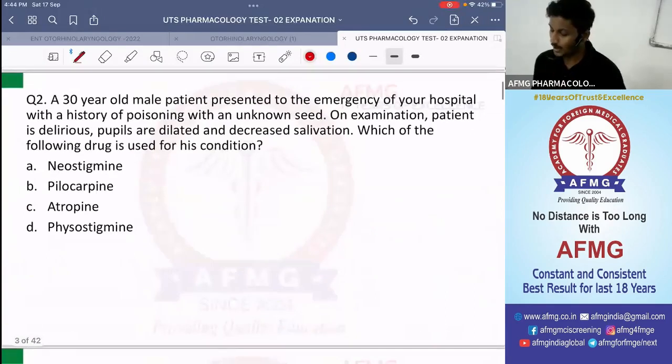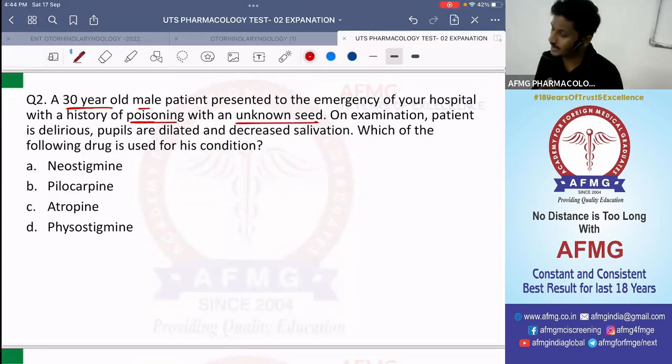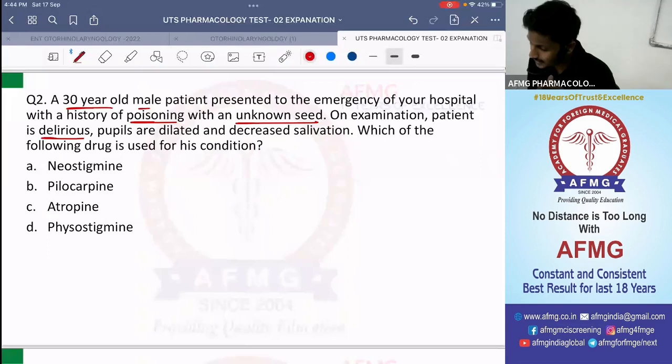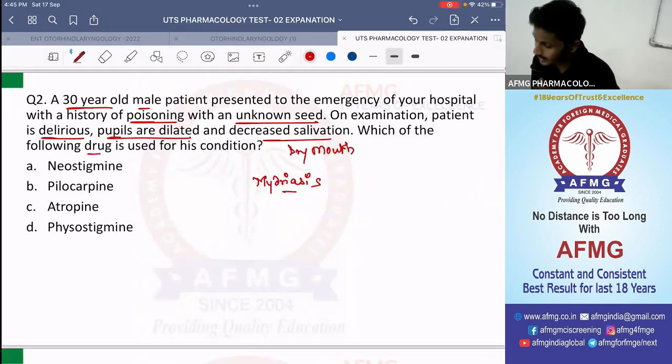Moving further, question number 2 now. A 30-year-old male patient presented to the emergency of your hospital with a history of poisoning with an unknown seed. So you don't know the poison which he has consumed. On examination, the patient is delirious. The pupils are dilated. Pupils dilated matlab mydriasis. ठीक है? And there is decreased salivation that causes dry mouth usually in this patient. So all the D's: delirium, dry mouth, mydriasis. Which of the following drugs is used for this condition?